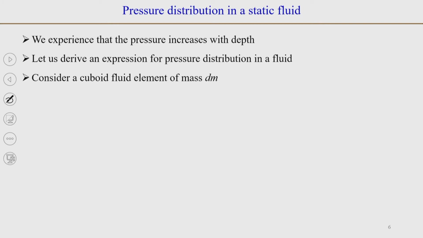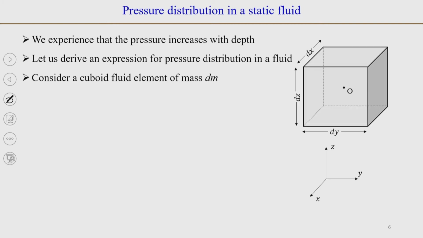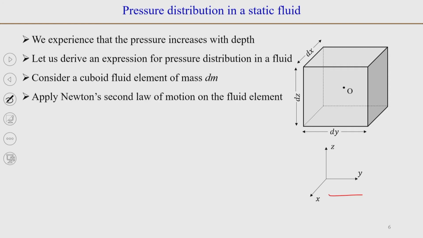So, we will consider a fluid element which is of cuboid shape. It has dimensions dx, dy and dz. We have a Cartesian coordinate system x, y and z, and the length of this cuboid fluid element along the x direction is dx, along the y direction is dy, and along the z direction is dz.